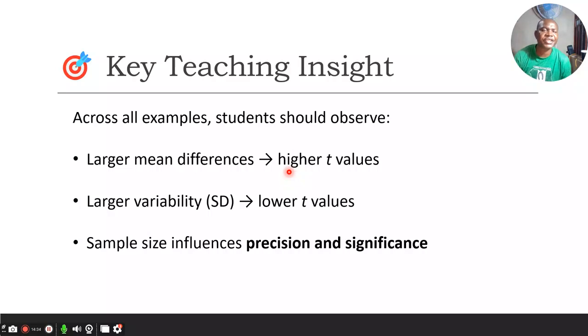So as a key teaching insight, that we should take home here is that across all the examples, we will observe that a larger mean difference equals a higher t value. The moment there's a big mean difference, you are likely going to get a very big t value. And larger variability will also indicate a low t value, while your sample size will always influence your precision and your significance. Now, this is all we're going to take on the independent sample t-test.